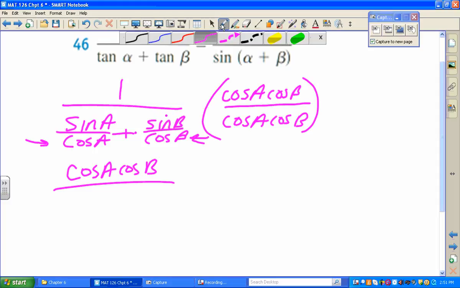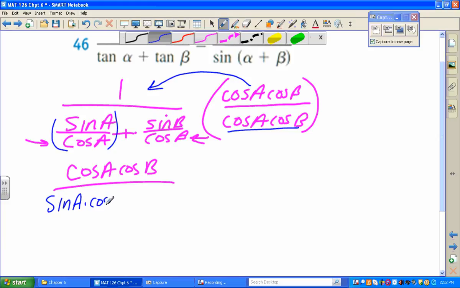You multiply by 1, and you get that. You multiply this expression by the first fraction, the cosine A's will divide off. Sine A times cosine B, plus, so yeah, sine B times cosine A.